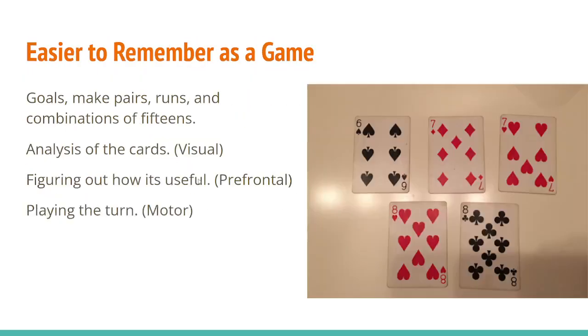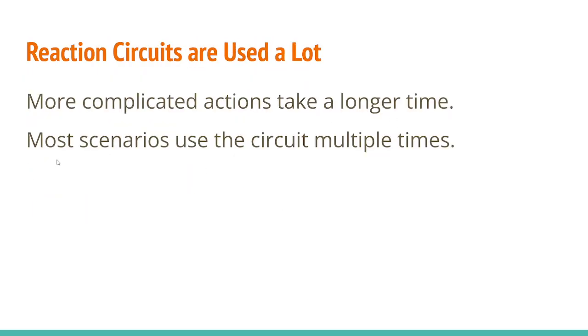But also most scenarios use the circuit more times. So if you see an old friend or something, I think is one of the examples the book used, right? It's not like you're going to have one stimulus and then take one action. It's going to happen over and over. So not only is how long the circuit takes variable, also is how many times the circuit goes.